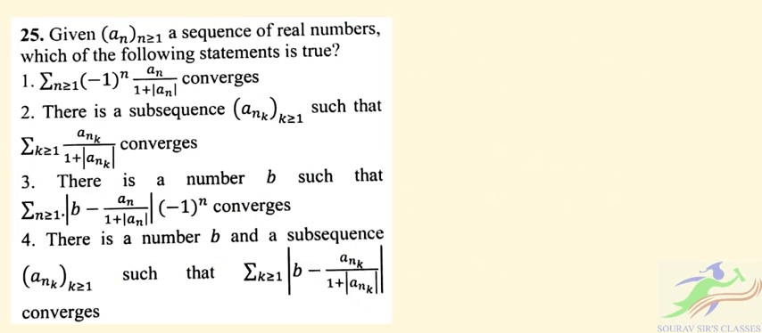So for question 25, here we have a_n given as a sequence of real numbers, and we have to find which of the following statements is true. Let us check with option 1. This option 1 is stating that the summation of n greater than or equal to 1 of (-1)^n a_n by 1 plus |a_n| converges. We have to check whether it converges or not.